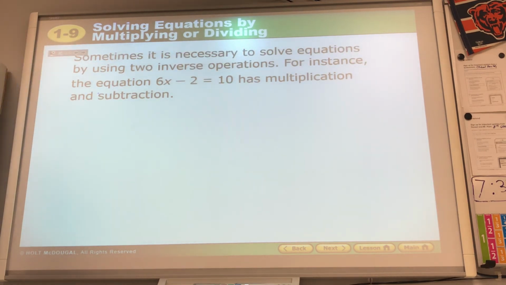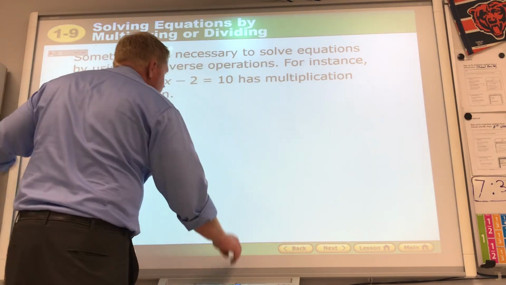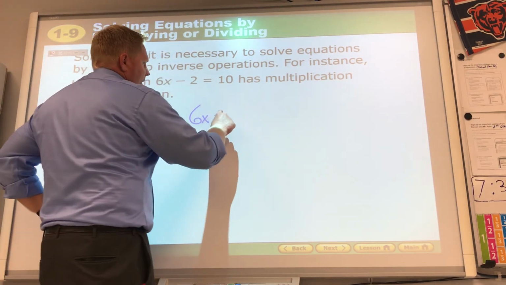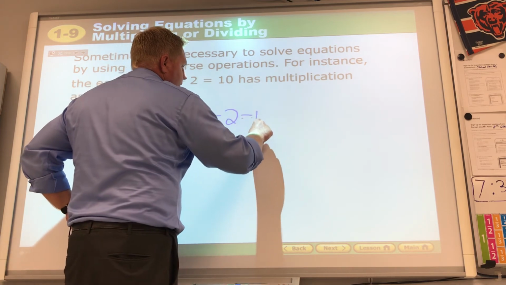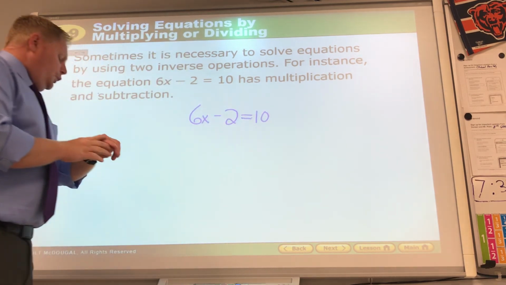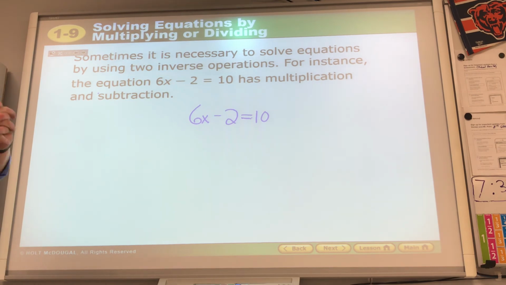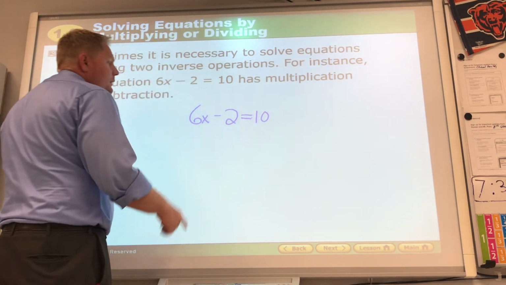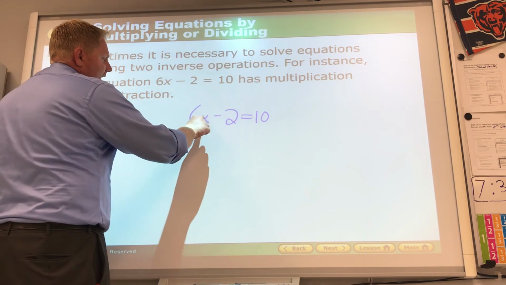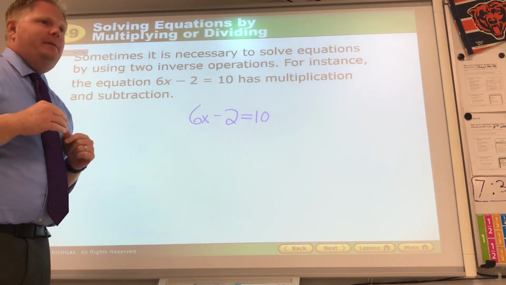All right. Now, sometimes it is necessary to solve equations by using two inverse operations. This is where it gets a little bit tricky. For instance, the equation 6x minus 2 equals 10 has multiplication and subtraction. 6x minus 2 equals 10. We're going to turn our PEMDAS charts upside down. We will work on getting the variable all by itself.